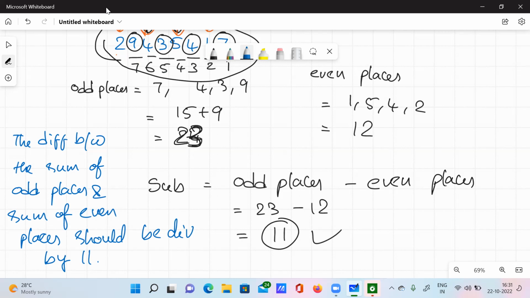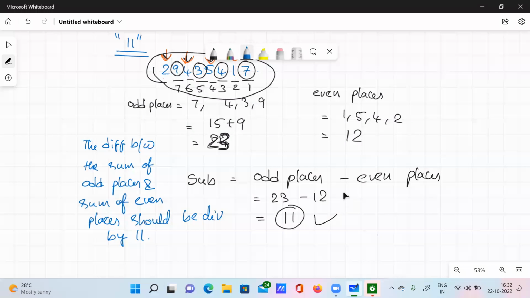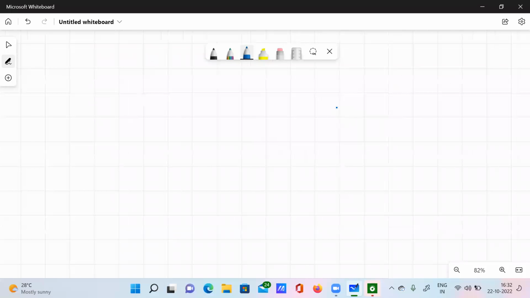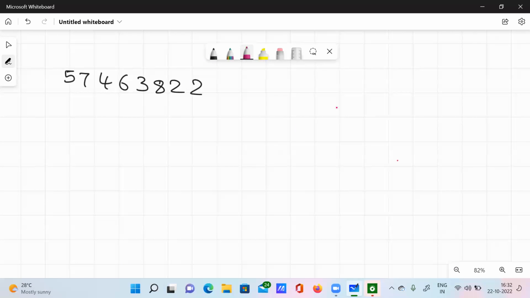So I'll tell you another example for this number 11, because I know that some of you were confused. Let's say I have a number 5, 4, 6, 3, 8, 2, 2. For odd places I am choosing a color like pink. So see here, this is the odd place, right?